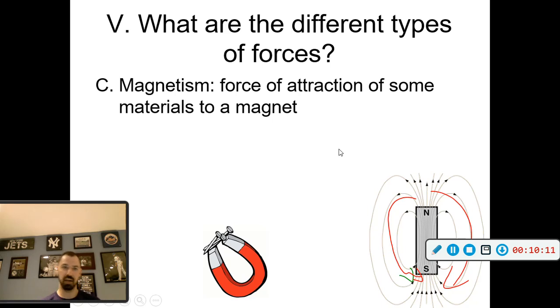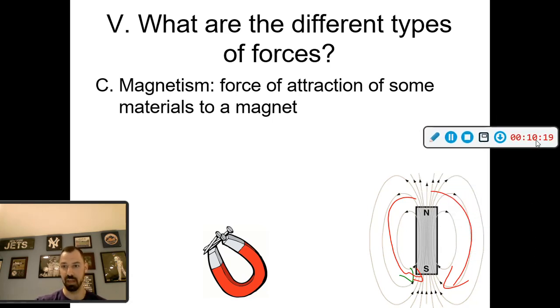Okay, next force is magnetism. All right, so obviously this is invisible to your eye. It's not something you see. But it's the force of attraction of some materials to a magnet. So remember, iron, nickel, and cobalt are the three metals that are typically attracted to a magnet.